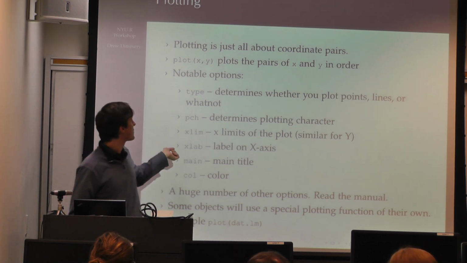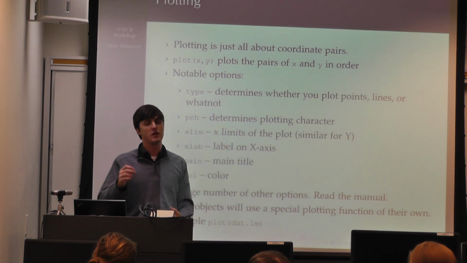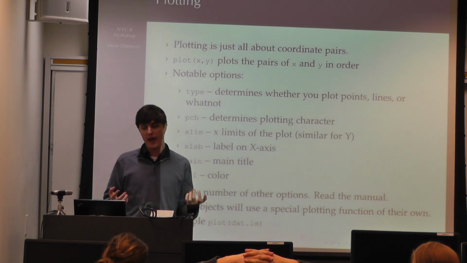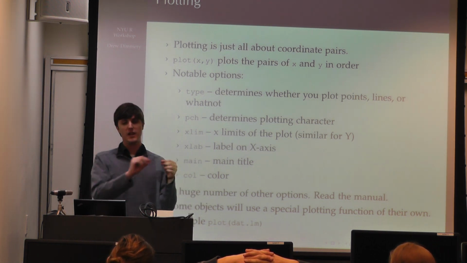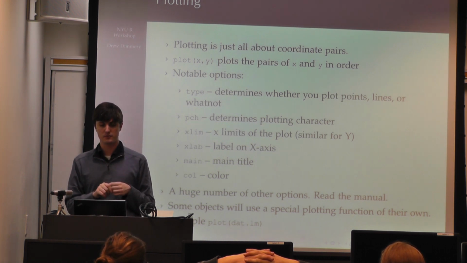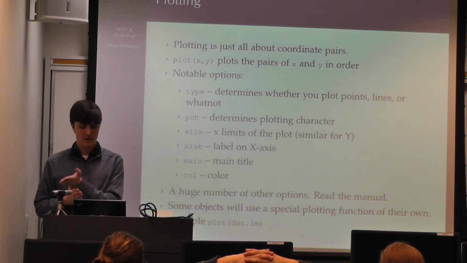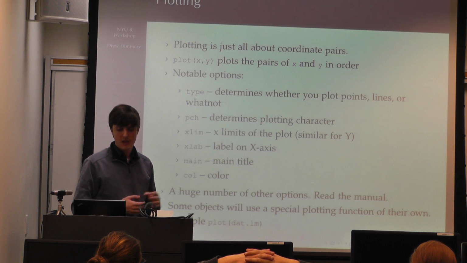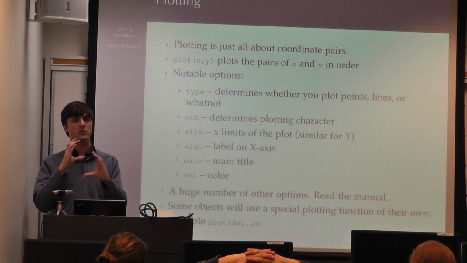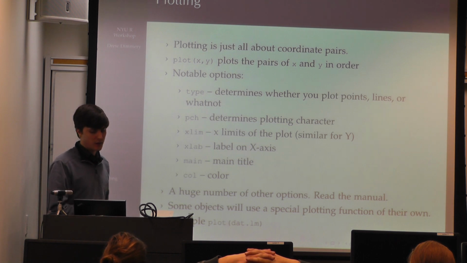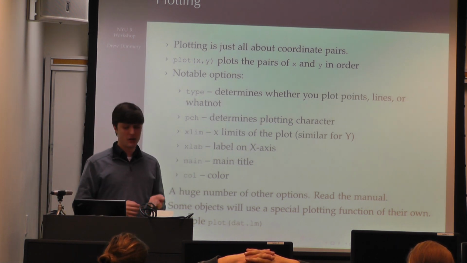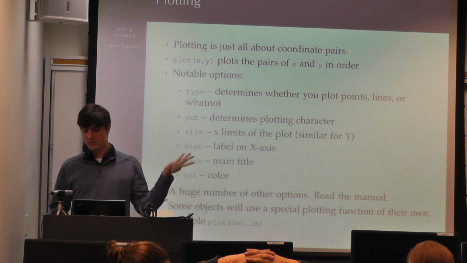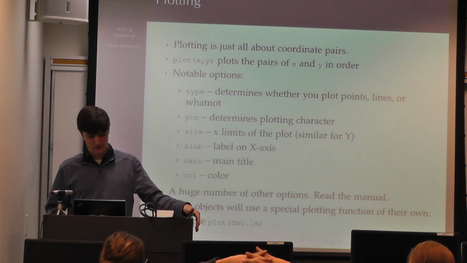So then some of the notable options are type. If you do type equals P in quotation marks, it'll do points. If you do L, it'll do a line, and the line will be in the order of the vector. So you have to make sure that it's in a logical order first, or it will look ridiculous. PCH, if you want different shapes of points. In what I have later, you'll see I use 20, which is just a solid black dot. Xlim, just the limits of the X axis of the plot, and it's similar for Y.